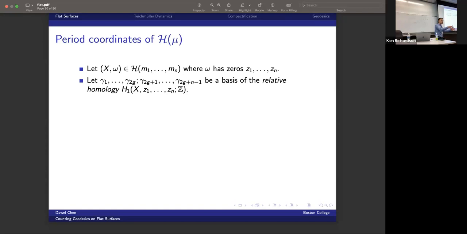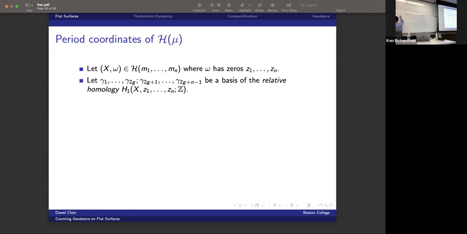So I wrote down some gamma to be a basis for this relative homology group. The first gamma 1 up to gamma 2g, because my surface is genus g, gives a standard 2g basis for the absolute part. But then I have these additional n minus 1, gamma 2g plus 1 up to gamma 2g plus n minus 1. There are these additional basis elements joining the n points, z1 to zn, between each other. So let me draw a picture.